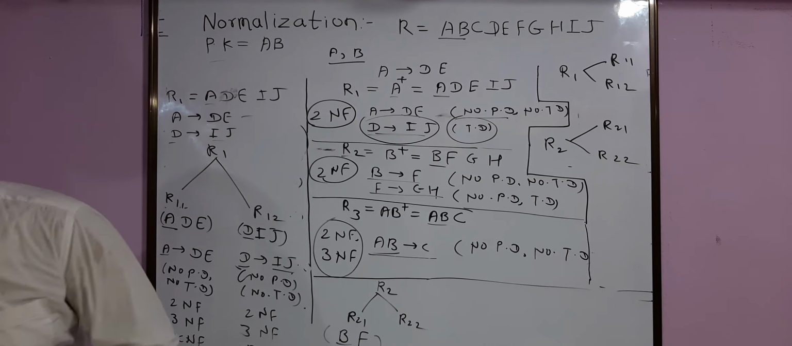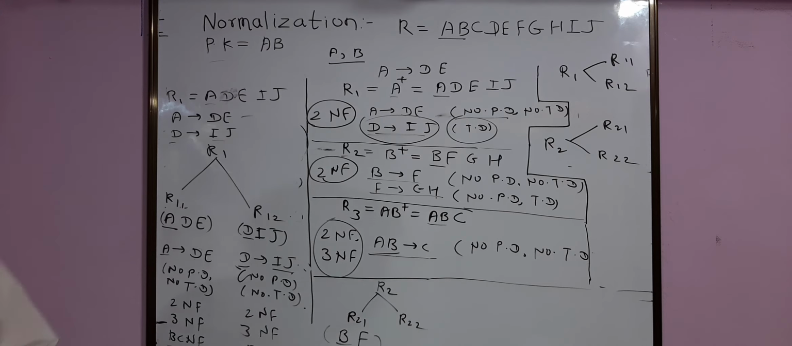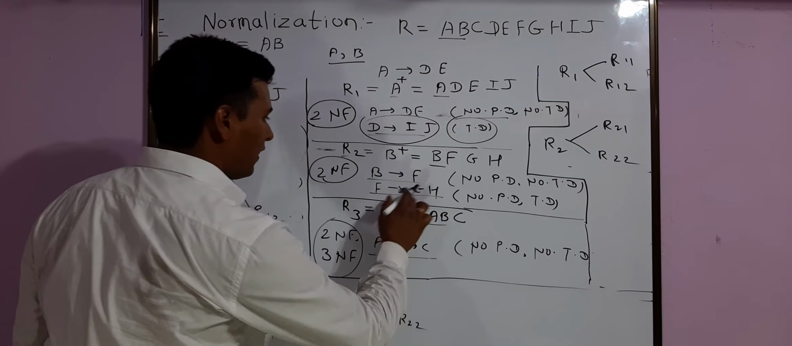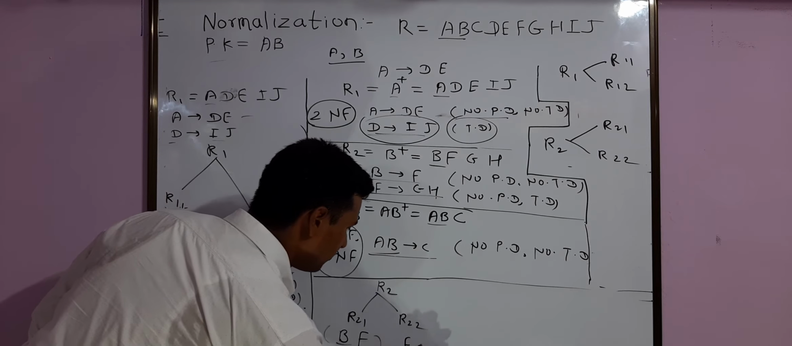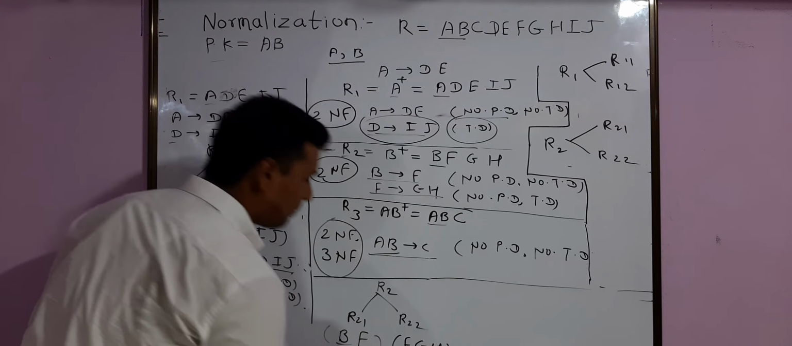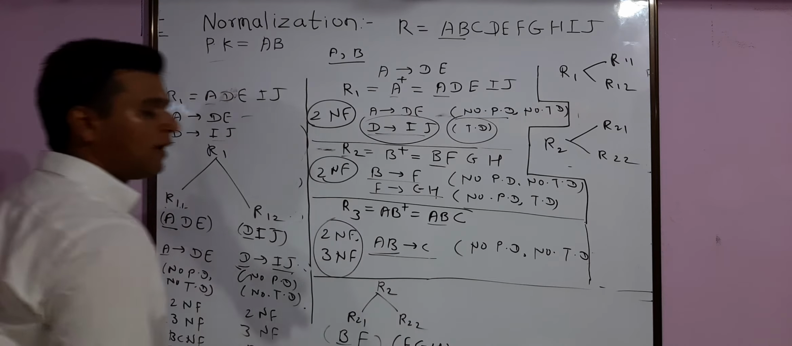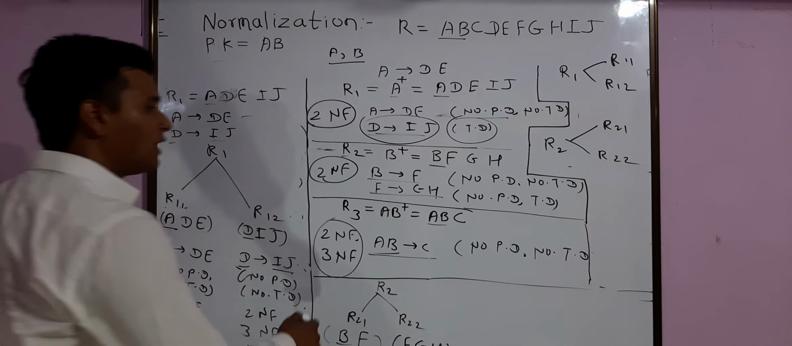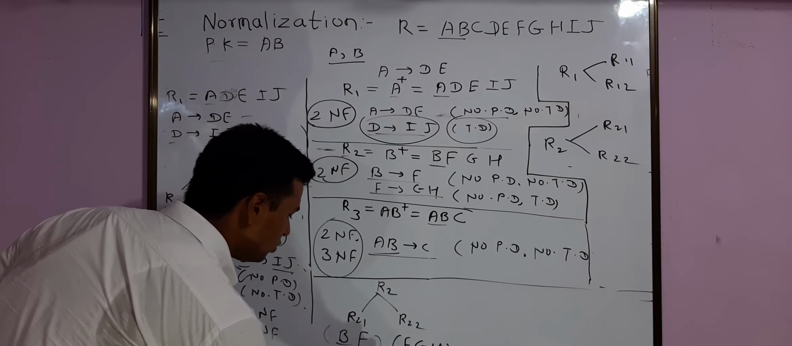And in another table we will have R22. F determines GH, so I will write F, GH, where F is a primary key and GH are all non-key attributes. So I will write the functional dependency here. Hope you can see.